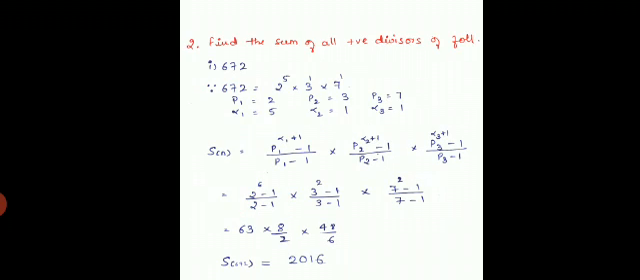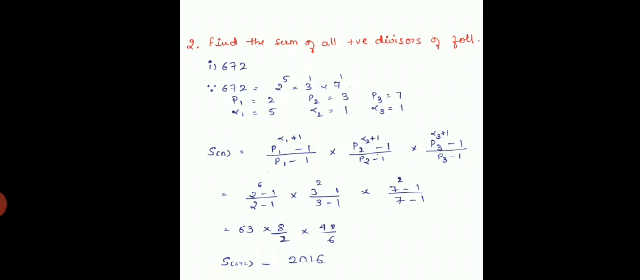Next one. Find the sum of all positive divisors of the following. First one, 672. Students, here I have done it directly by taking the canonical representation, but you must do it separately and practice it. 672 has the factors 2 raised to 5 into 3 raised to 1 into 7 raised to 1.